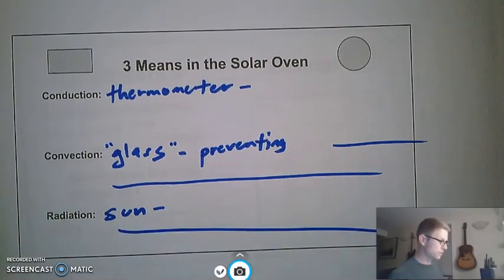Radiation is from these nuclear reactions that are happening in that star that's like 93 million miles away. And just like the light is radiating off of the bulb near me, the sun sends those rays of light, because there's a temperature difference between the sun and us, and they hit the surface, probably the inner surface of the solar oven, thus heating it up.